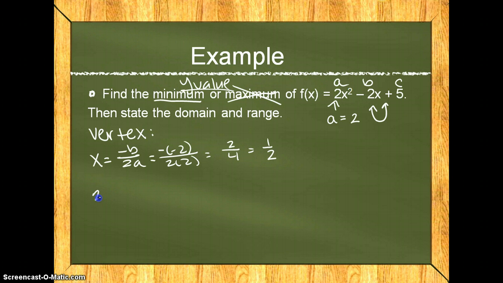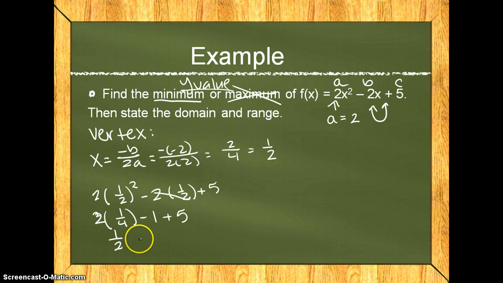So plug it in. 2 times 1/2 squared minus 2 times 1/2 plus 5. That's 2 times 1/4 minus 1 plus 5. That's 1/2 minus 1 plus 5, so 4 and 1/2 is our y value. That means that our vertex is 1/2 comma 4.5.